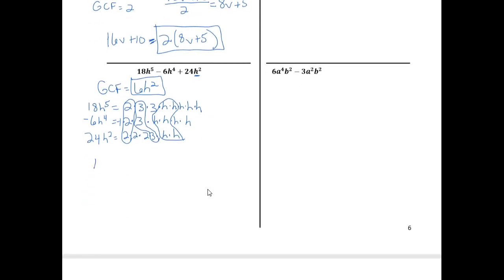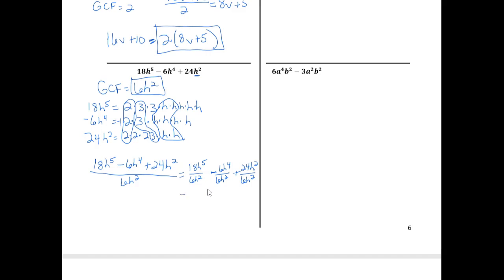Step 2 is taking our original expression and undoing that multiplication with division, dividing out 6h squared from each term. So if it helps you, you could write it out as such. The first term is going to be divided by 6h squared. The second term is going to be divided by 6h squared. And the last term, same thing. I have to divide it out of everything. That's what makes it a common factor.